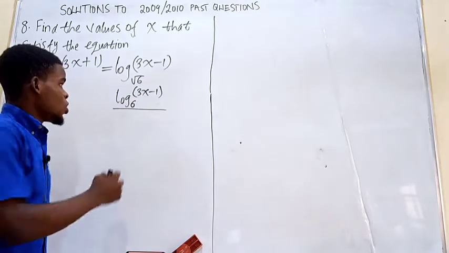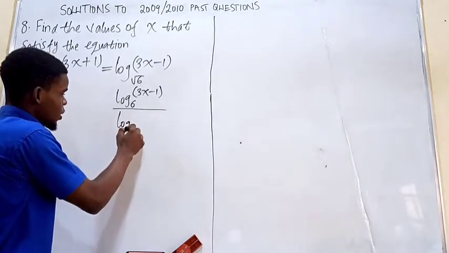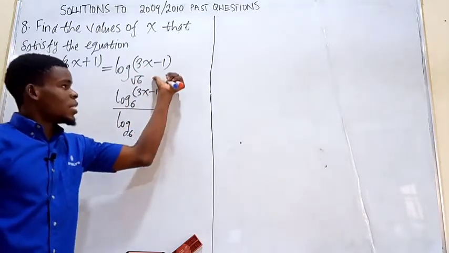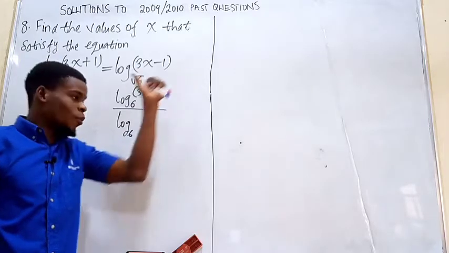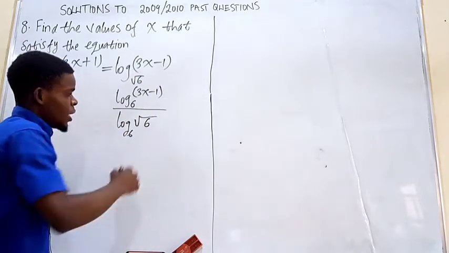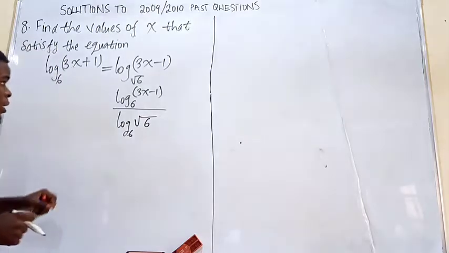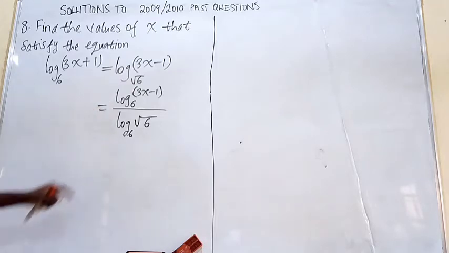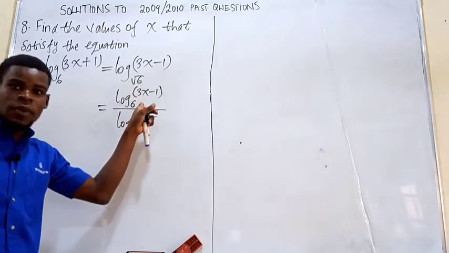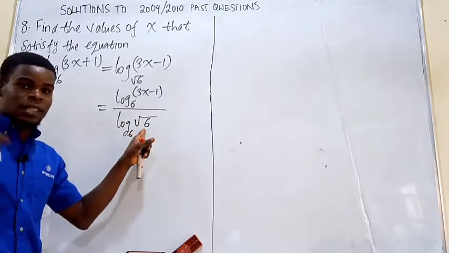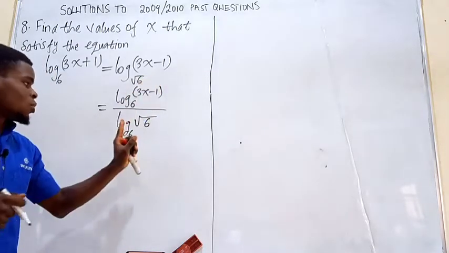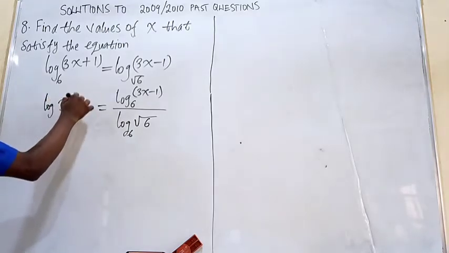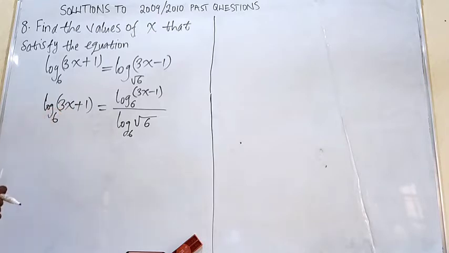Now, what am I going to write in the denominator? Still base 6, the new base. The other base, the primitive base, that is root 6, I'm going to put down as a number in the denominator. So I'm simply saying that the logarithm of 3x minus 1 to base root 6 is the same thing as the logarithm of 3x minus 1 to the new base 6, divided by the logarithm of root 6, the other base, still to the new base. And on the left-hand side, I still put down 3x plus 1 and then base 6.